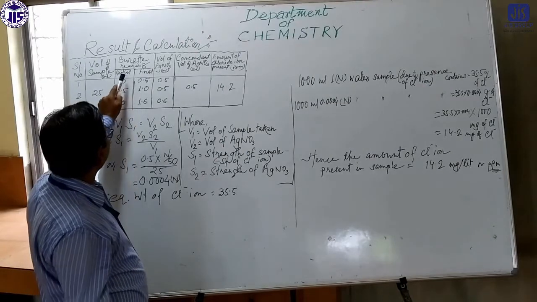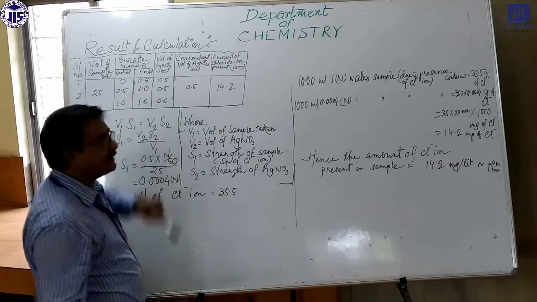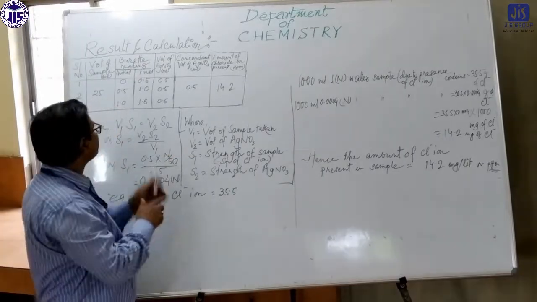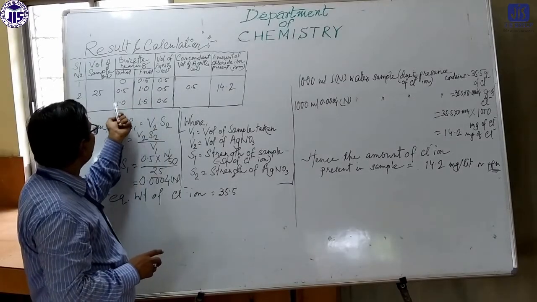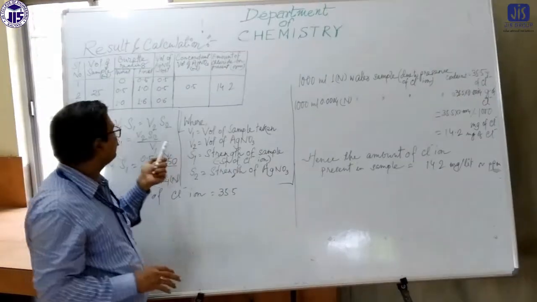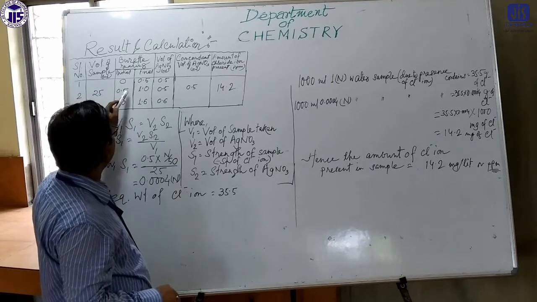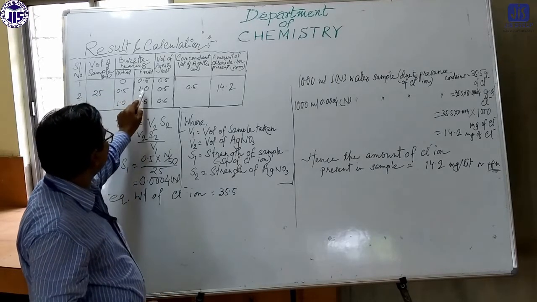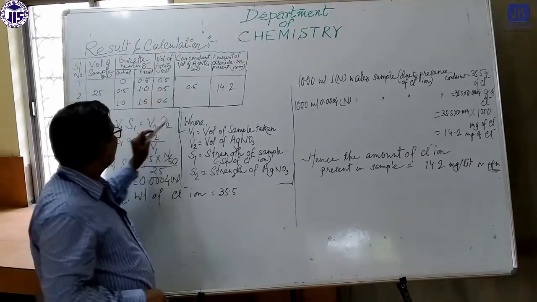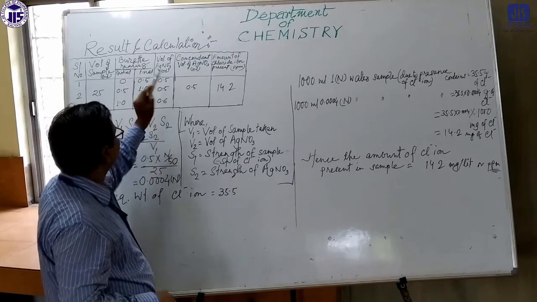Now there is a method to write in the table. Your first-time final reading should be your second-time initial reading, and your second-time final reading should be your third-time initial reading. If you write in that manner, it is very good. Now the second observation: this is the initial reading, this one is the final reading, again final minus initial, this is the consumed volume, and the third observation, this is the consumed volume.